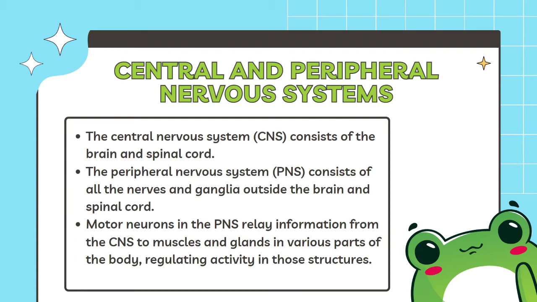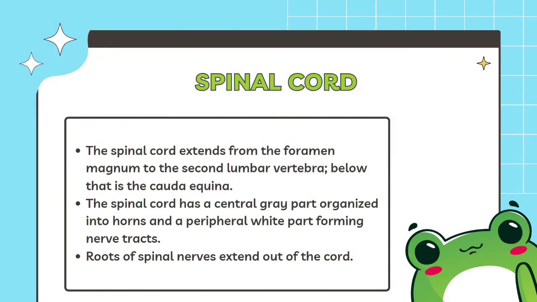The next thing that we're going to talk about is the central and peripheral nervous system. As mentioned previously, the central nervous system or the CNS consists of the brain and spinal cord, whereas the peripheral nervous system or PNS consists of all the nerves and ganglia outside the brain and spinal cord. Motor neurons in the PNS relay information from the CNS to muscles and glands in various parts of the body, regulating activity in those structures.